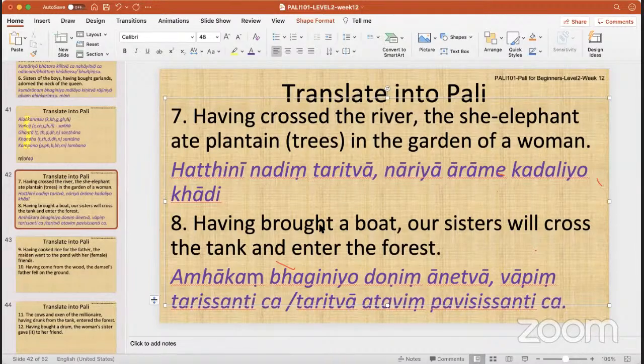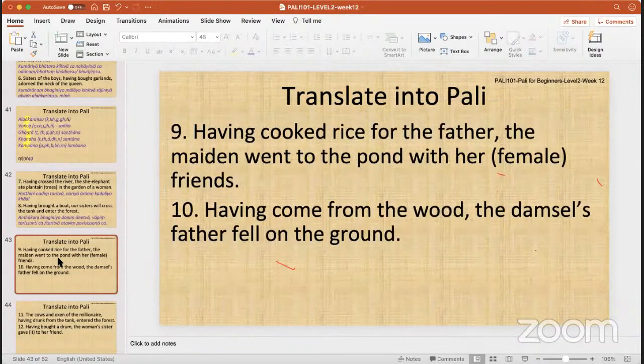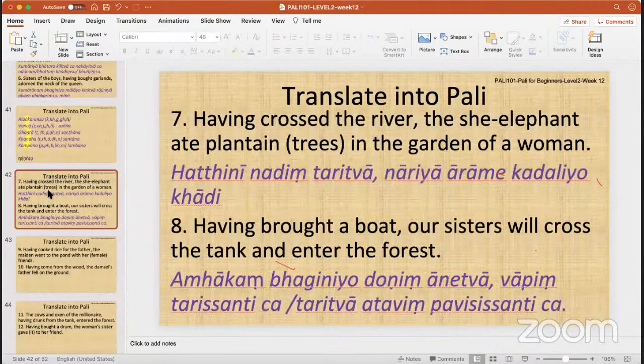Anything is fine. Okay, so we use taritva and the last cha should not be there. If we use taritva, we do not use cha. So the last cha will not be there.